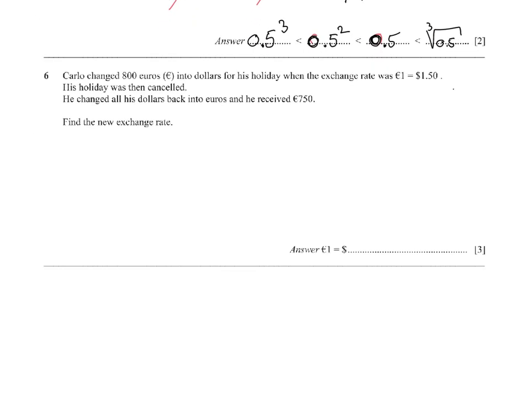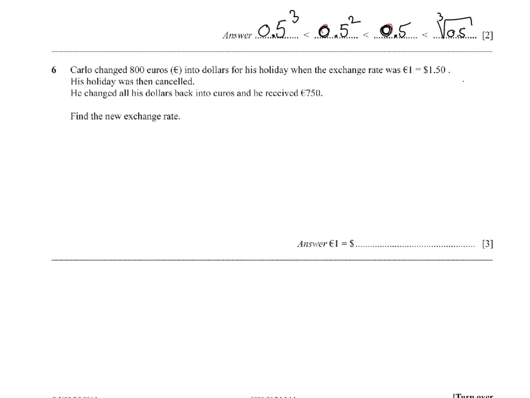Okay, question 6. Carlo, he changed 800 euros into dollars for his holiday, and the exchange rate was €1 is $1.50. But then his holiday got cancelled. Poor him. He changed all his dollars back into euros, and he received 750 euros. Find the new exchange rate. Yeah, so those rates, they change all of the time.